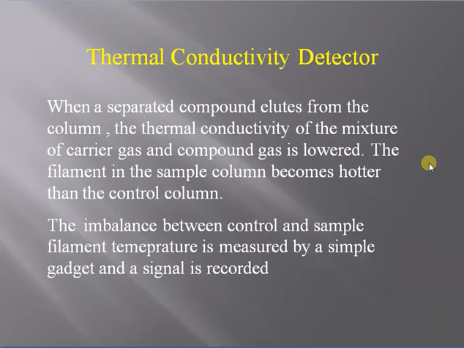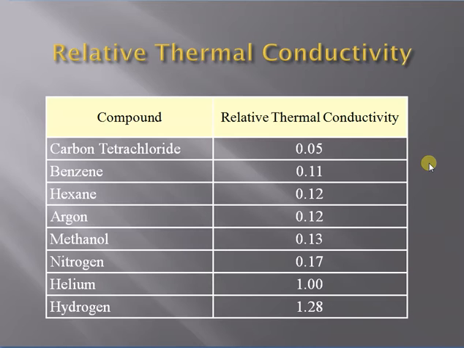In the thermal conductivity detector, when a separated compound elutes from the column, the thermal conductivity of the mixture of carrier gas and compound is lowered. The filament in the sample column becomes hotter than the control column. The imbalance in temperature between the control and the sample filament is measured, and a signal is recorded. Here are the relative thermal conductivities: methanol, benzene, hexane, argon, and hydrogen at 1.28.